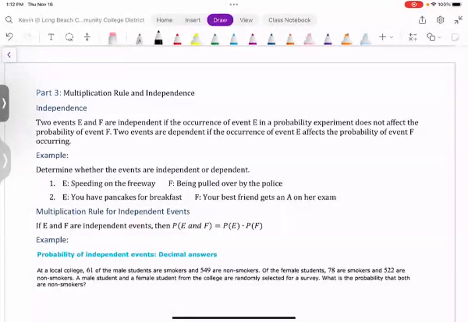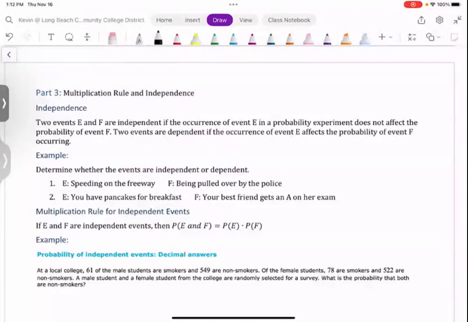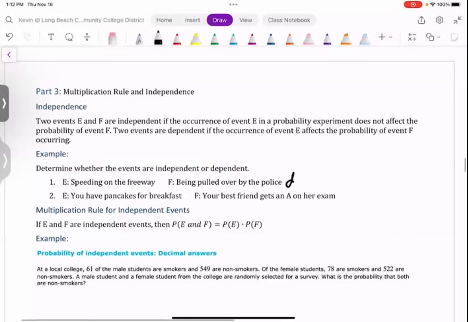We have two examples here. So our first example is speeding on a freeway and then being pulled over by the police. Are these independent? No. These are dependent.